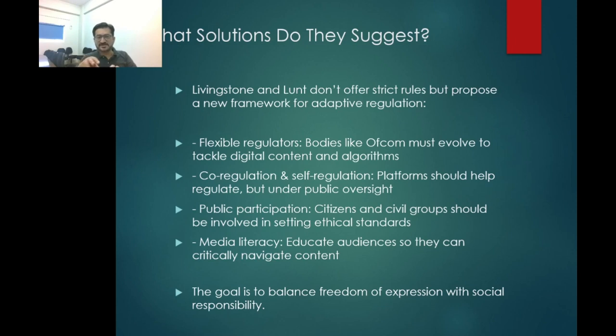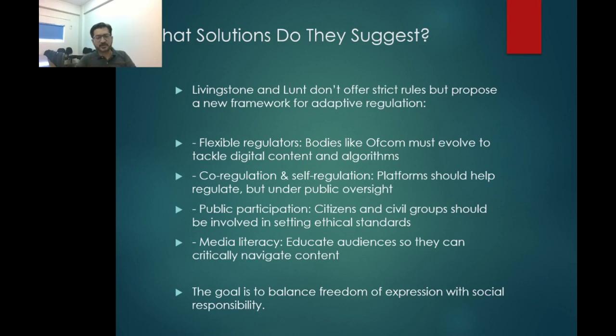When we're in their citizens role, we should think about what they want, and we should engage them for this purpose as well. This should be done under the public sphere or public oversight. They should regulate, but under the public oversight. And there should be public participation in this, as we were talking about.